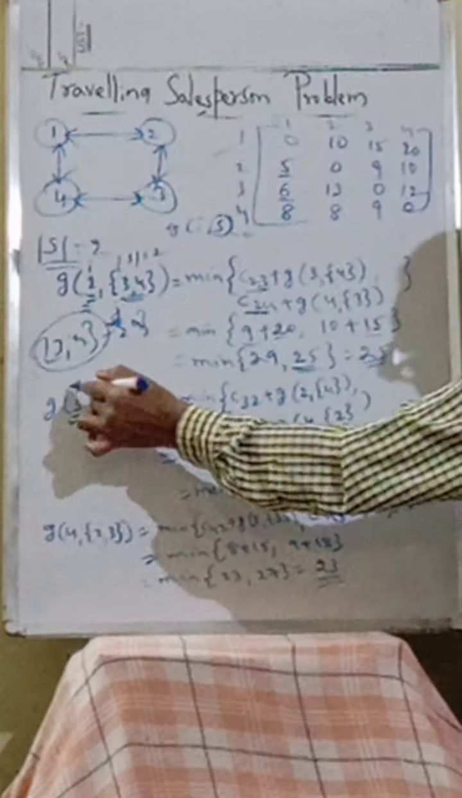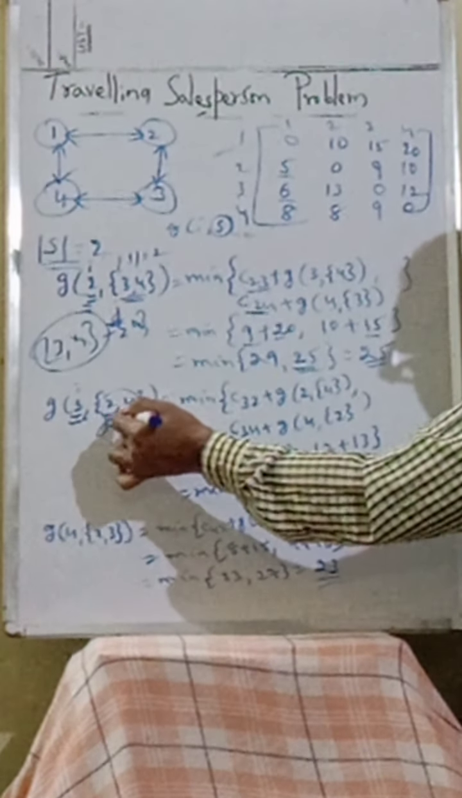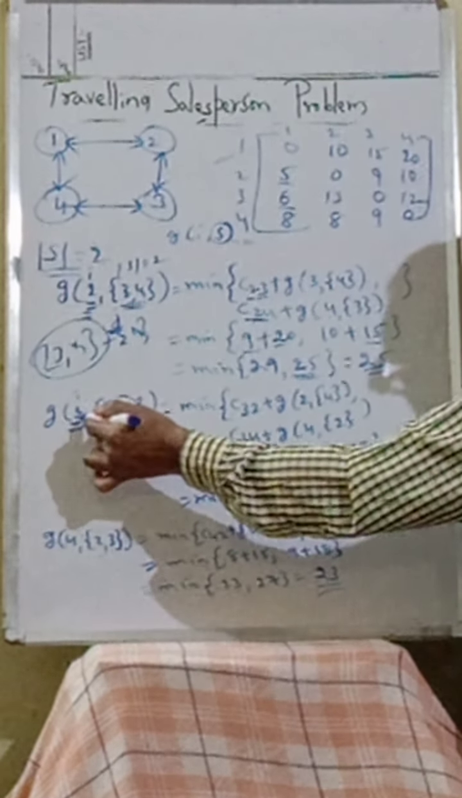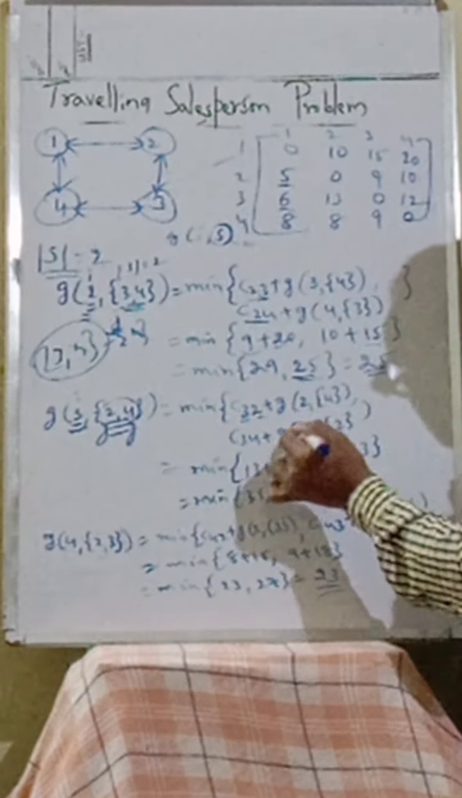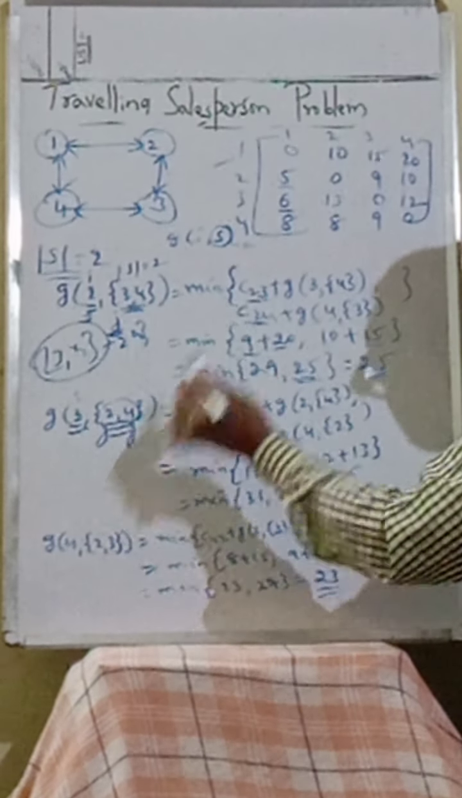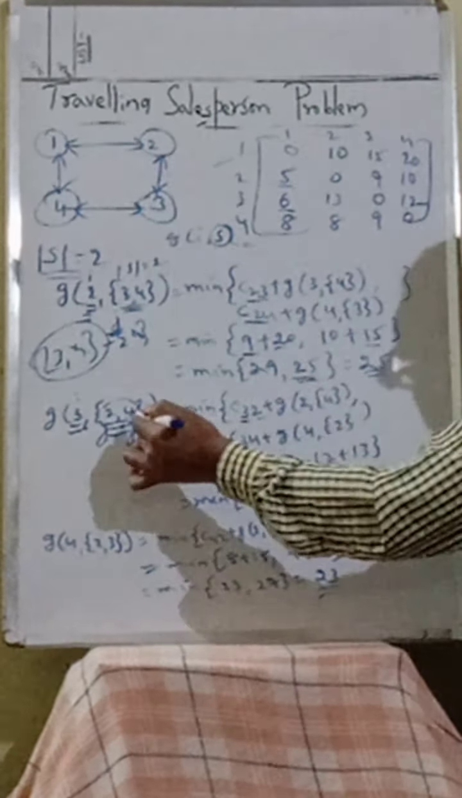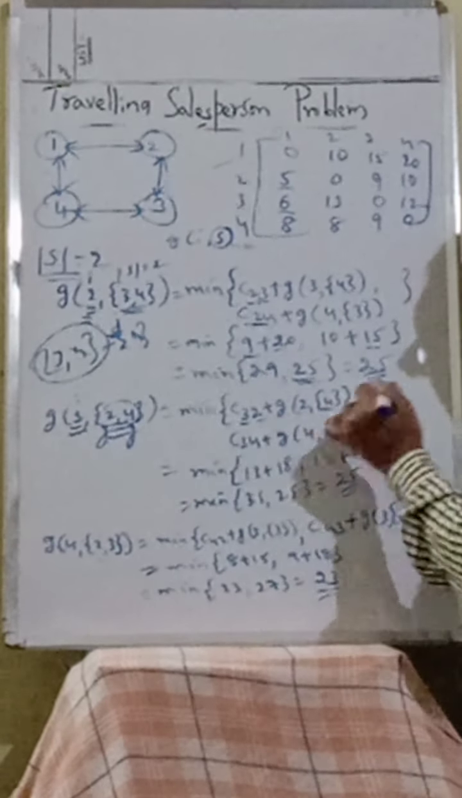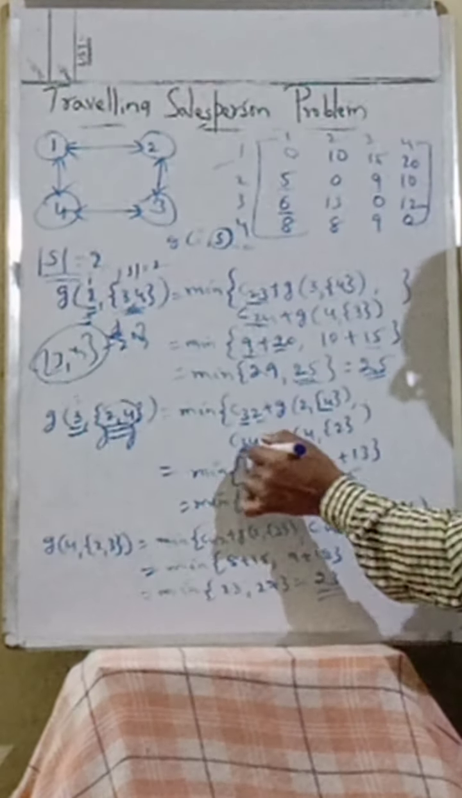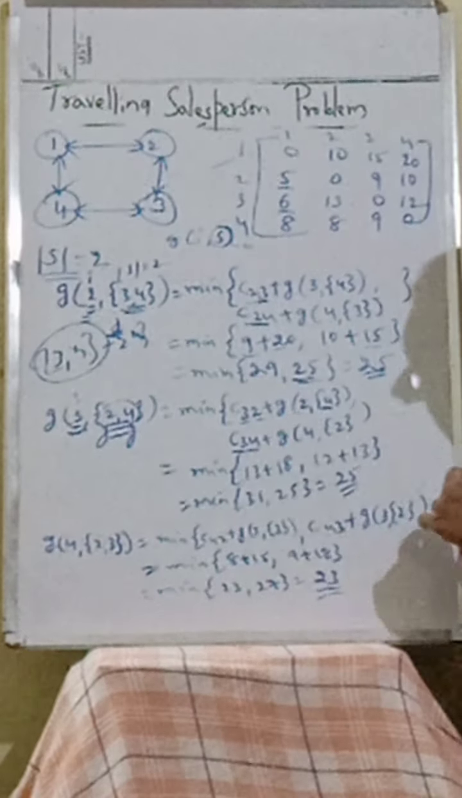Okay? So this is i. So Cij plus G of S minus j. So Cij, i is 3, j is 2, and G of j comma S minus j. j is 2, and S minus j is, if 2 is subtracted, 4 is remaining. So like that. And again consider j as 4. So C34 plus G of 4 comma 2.